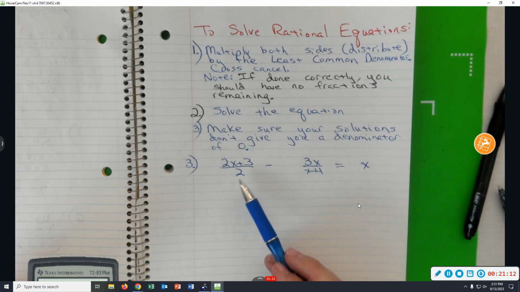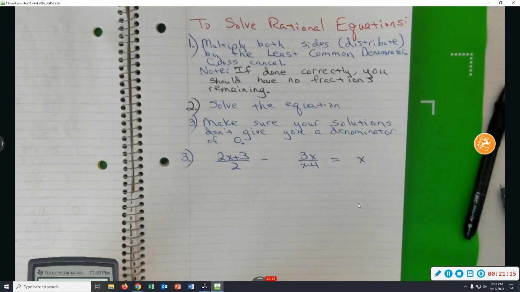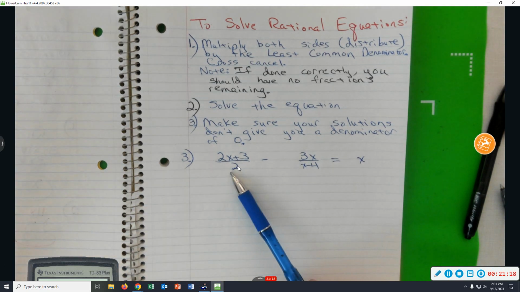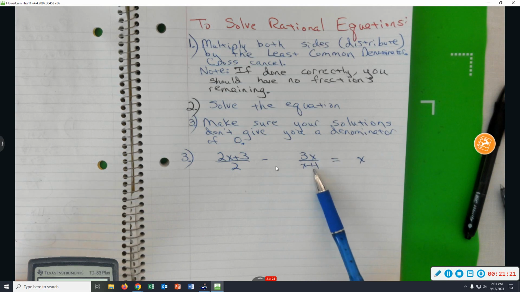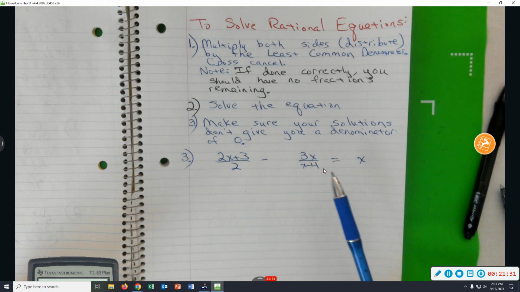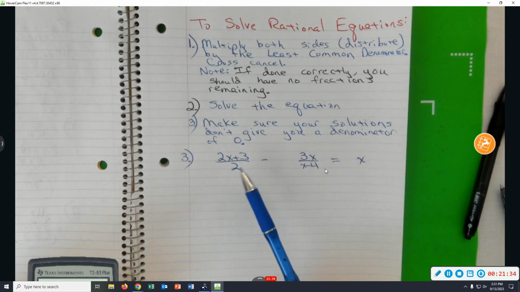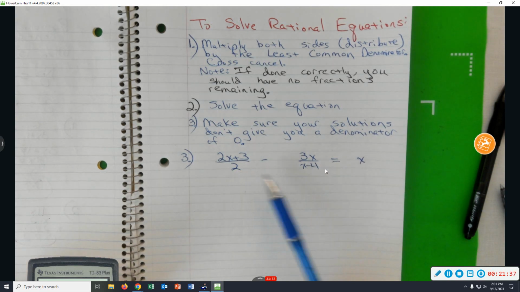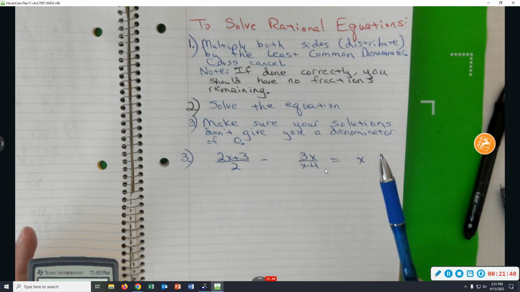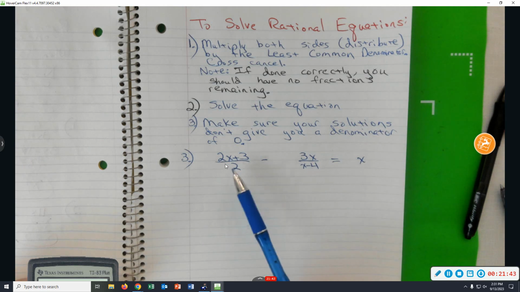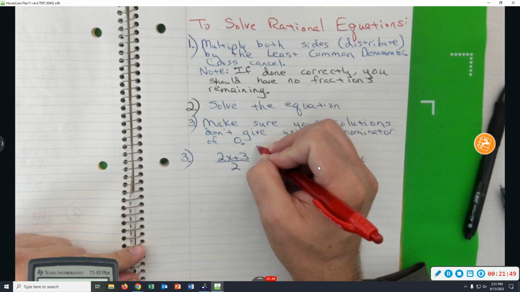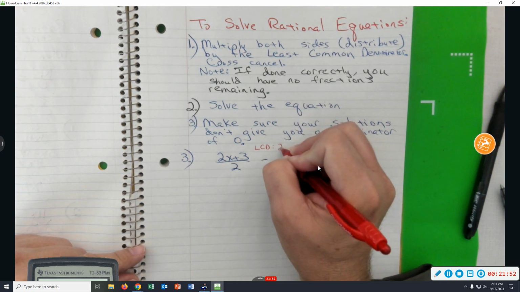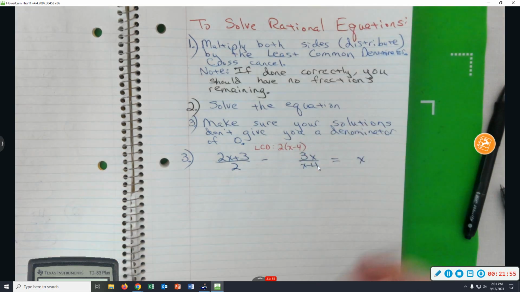I look at the two denominators. Can I factor either of those denominators? This is a number, so there's nothing to factor there. Can x minus 4 be factored? It's already a linear factor. So if you have two distinct denominators, neither of which can be factored, your least common denominator is the product. For my least common denominator, it's going to be the product 2 times x minus 4.